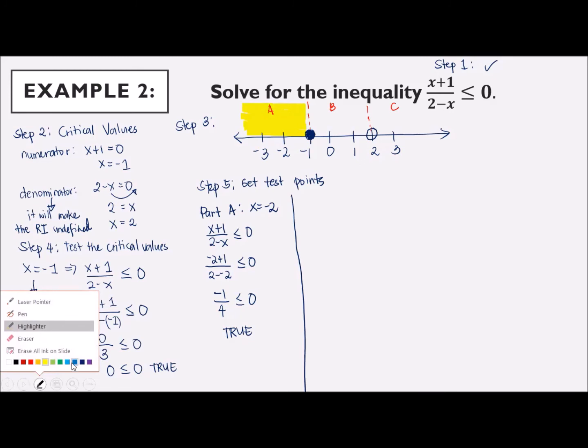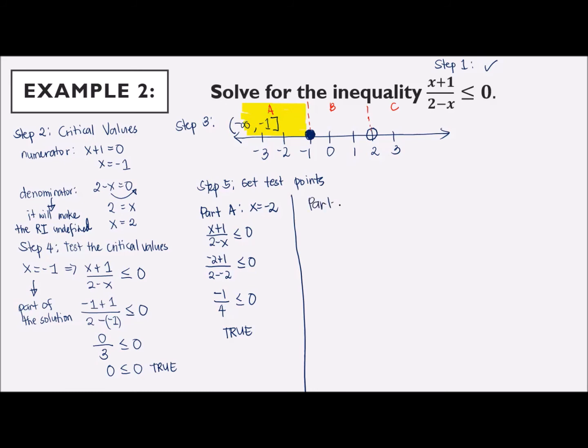Ngayon, gamitin na natin yung interval. Para mamaya sa finalization ng ating solution set, madali na tayo. So, nasa kaliwa ng negative 1. Kasama si negative 1 sa usapan. Okay, so, yan yung negative 1. Papunta ng kaliwa, kaya negative infinity. Okay? Now, part B tayo.